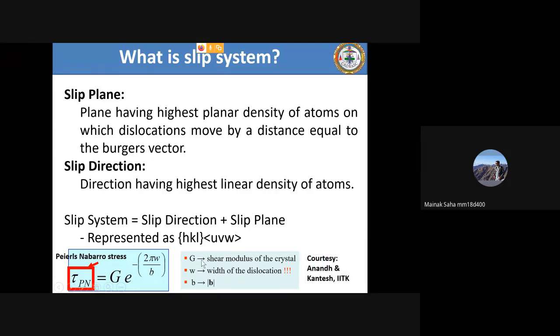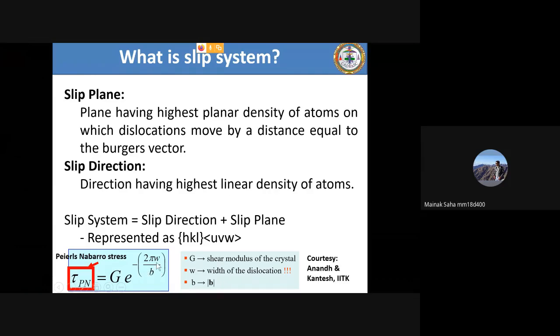So the first term, G, is nothing but the shear modulus of the material. I think you have an idea already. Now, w is something which is new: the width of the dislocation, right? And b is nothing but the Burgers vector, when I was talking of b.